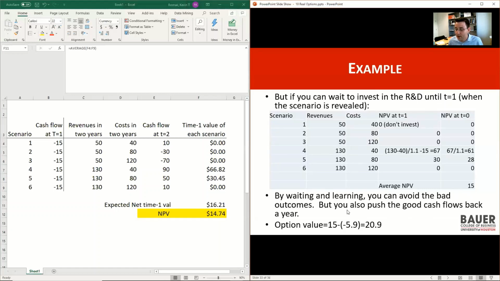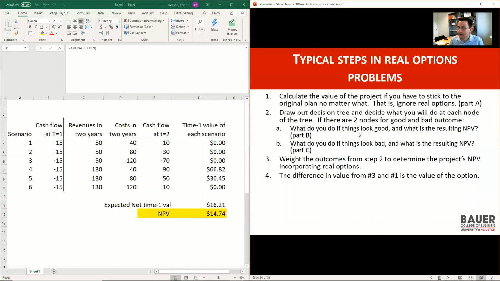That again allows us to calculate the value of this option to wait. If you are able to wait, you've created about 21 in value. Your NPV is now 15. Before it was a negative 6. So that delta, that increase of 21 is the option value, how much that is worth to you.